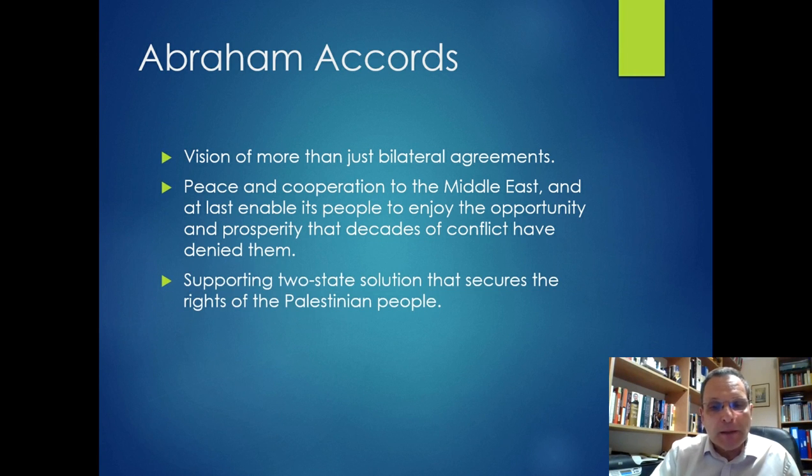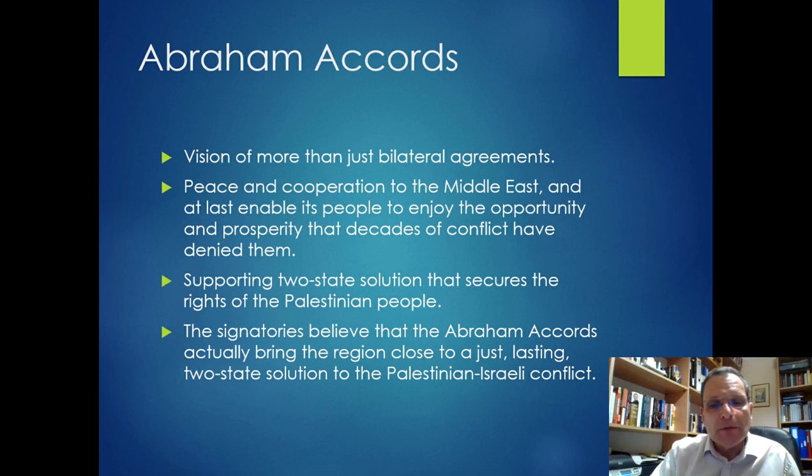Supporting a two-state solution between Israel and Palestine that would secure the rights of the Palestinian people. This is not an agreement between Israel and the four Arab countries, but something that certainly the four Arab countries are pushing forward. All signatories believe that the Abraham Accords will bring the region closer to a just, lasting two-state solution to the Palestinian-Israeli conflict. So the Palestinian stand that these normalization agreements are opposed to the Palestinian interest is wrong. Actually, all five countries believe that these are steps in the right direction, and these accords will help the Palestinian cause.